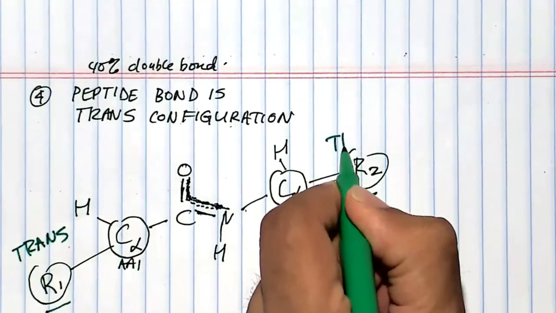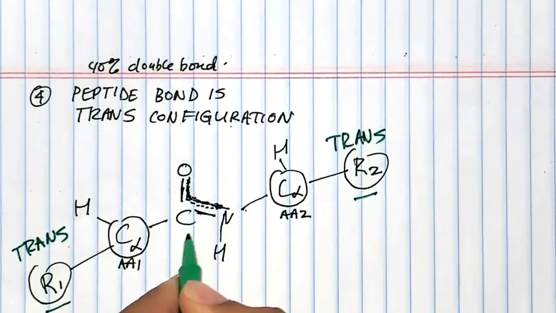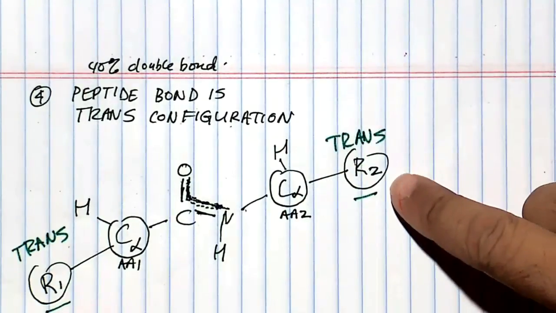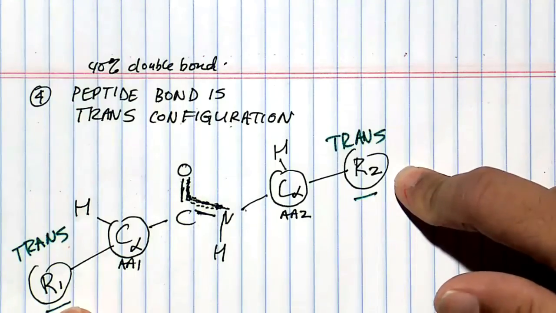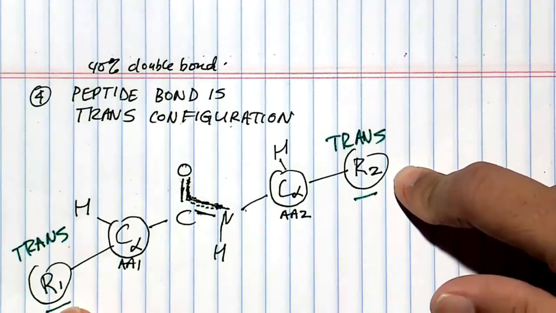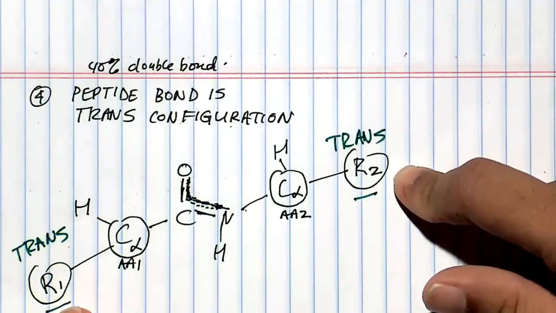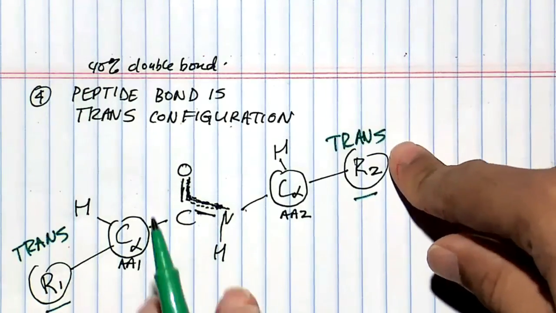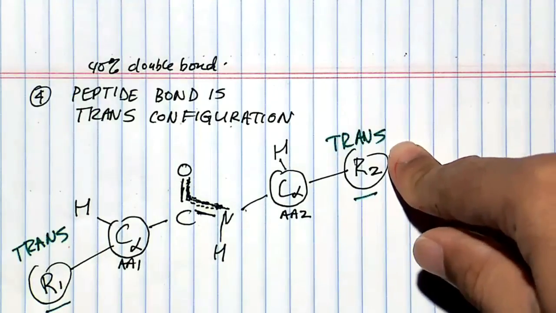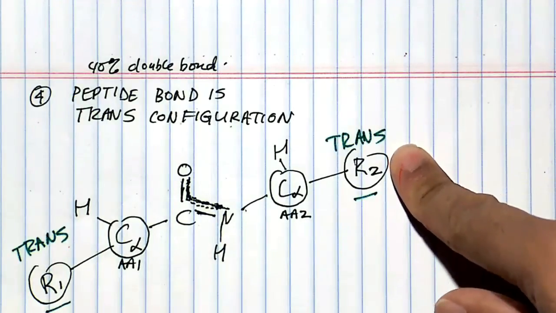It's alluding to the fact that this has some double bond characteristics. The R groups are going to be stationed opposite one another in the trans configuration. Now, this actually goes back to sterics. If you have a big bulky R group in R1, maybe the aromatic group of phenylalanine, and you have another side chain in amino acid 2, maybe the guanidinium side chain of arginine.